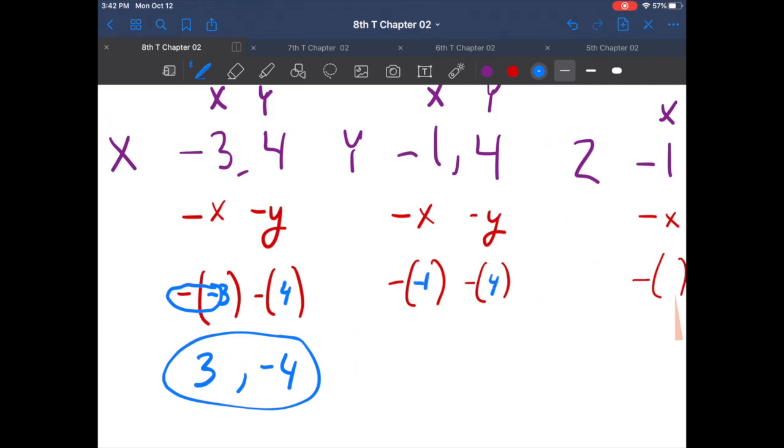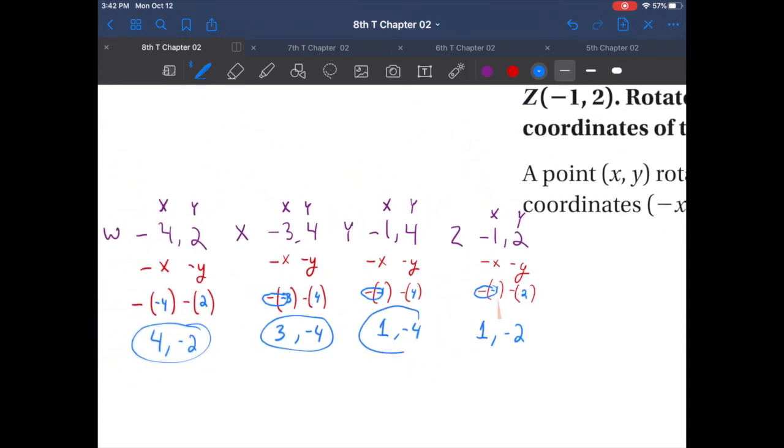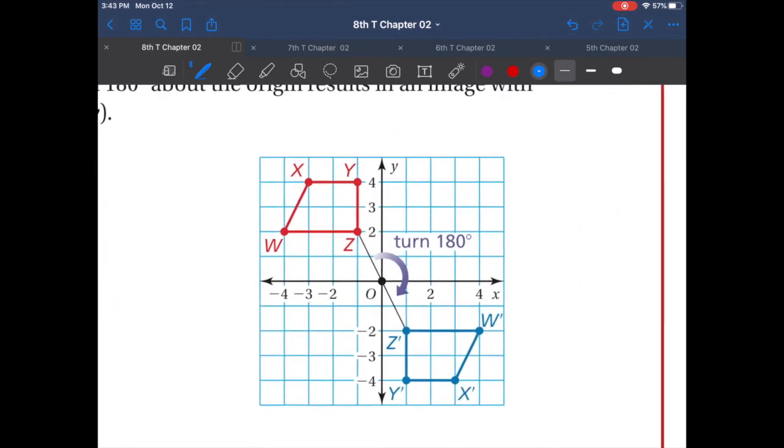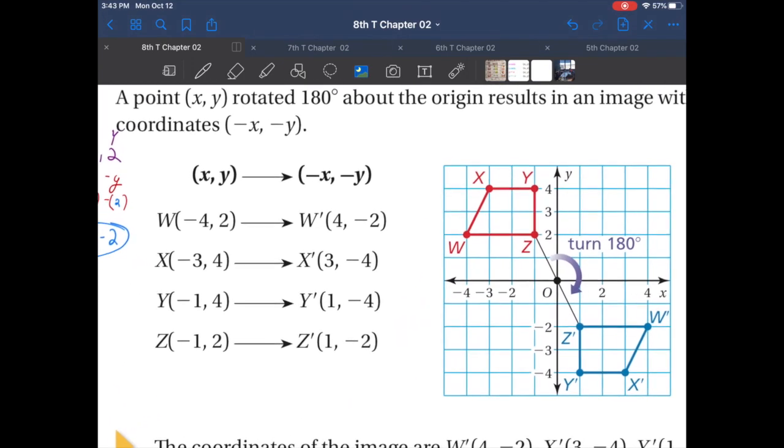We have negative 1 and 4. That's a double negative again. So that's positive 1 and negative 4. Then our last one is negative 1 and 2, which, again, is a double negative, which is 1 and negative 2. All we need to do now is plot our points, and we will be free to answer this question. So here is the original shape. Let's see if I can delete some stuff here so you guys can see.